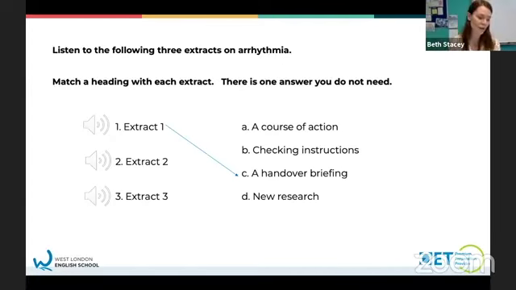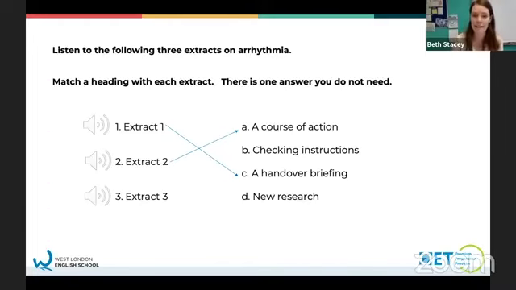Now in extract 2, they mentioned, I'm going to send you for an ECG. The nurse said, I'm worried about your lifestyle. They talked about smoking, about reducing alcohol intake. So this is kind of future plans for the patient. So it's a course of action.